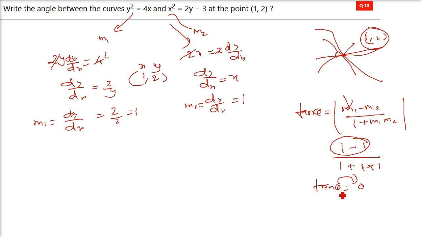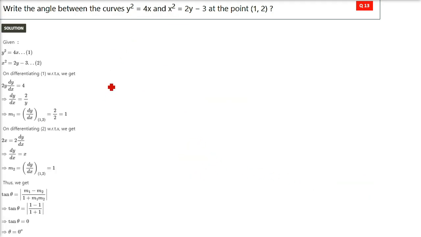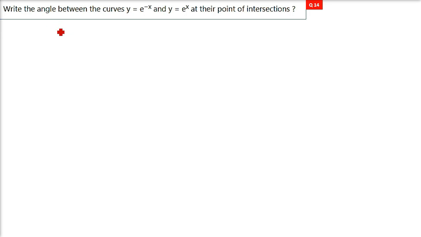But at what angle theta is the tan theta 0? Tan 0 is 0. Sin 0 is 0. Cos 0 is 1. So theta is 0 is the answer. So this is the reference solution for you if you want to do it. And please remember, tan theta will always be under the absolute sign. Write the angle between the curves.